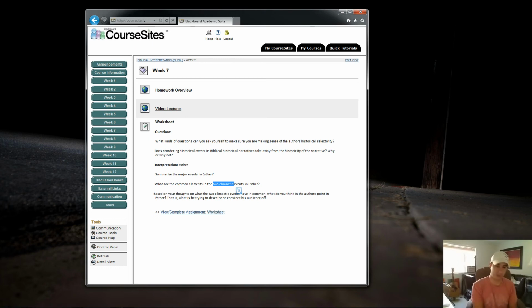So make sure you're working with the right components. There's a lot of stuff that happens in Esther, but there's only 2 climactic events, and what I'm asking is from those 2 major events to try and figure out why the author chose to include those 2, what it is they have in common, what's the theme between those. Because as I suggest in the video lectures, whatever is in common between those 2 is really the theme that the author is trying to present to you as the reader.